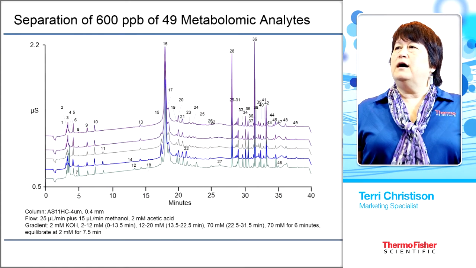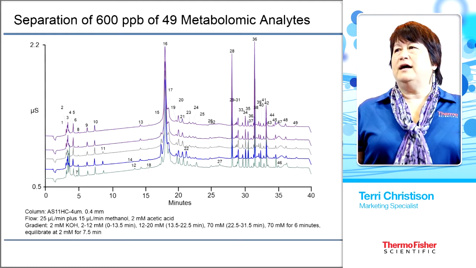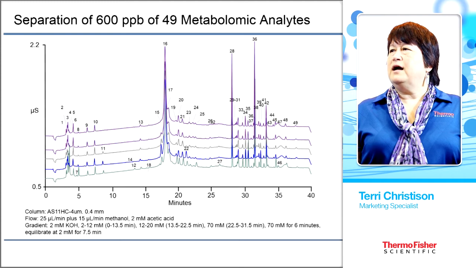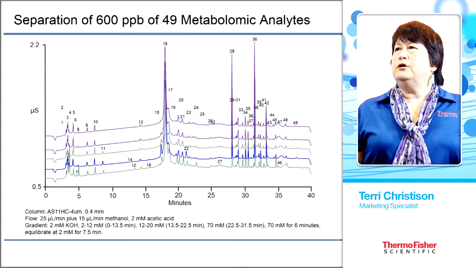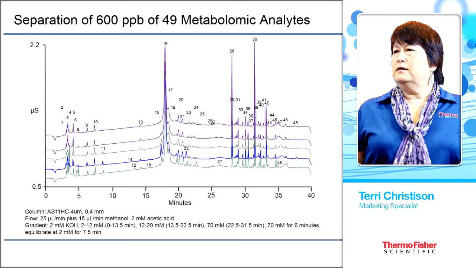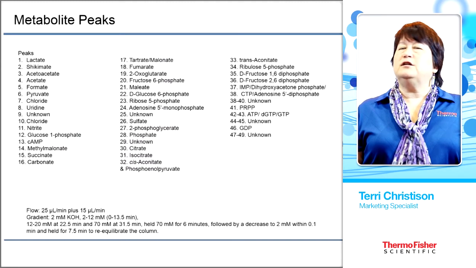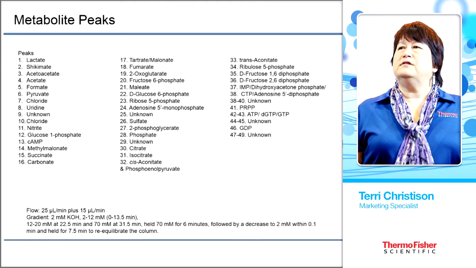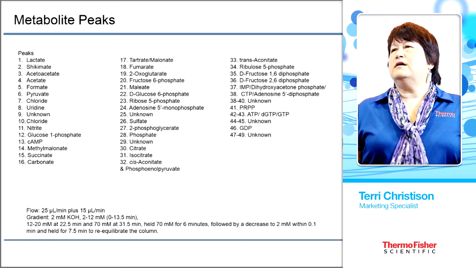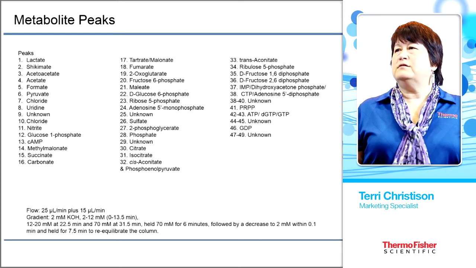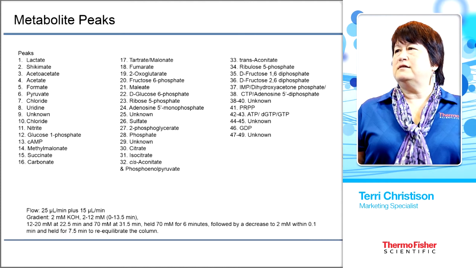Here we're showing our first chromatogram. This is an ion chromatography chromatogram. We show 49 peaks that we have identified using our separation method. And here are the metabolite peaks. They range from some inorganic compounds that we normally see, as well as organic acids of importance in glycolysis and the TCA cycle, as well as some nucleotides.